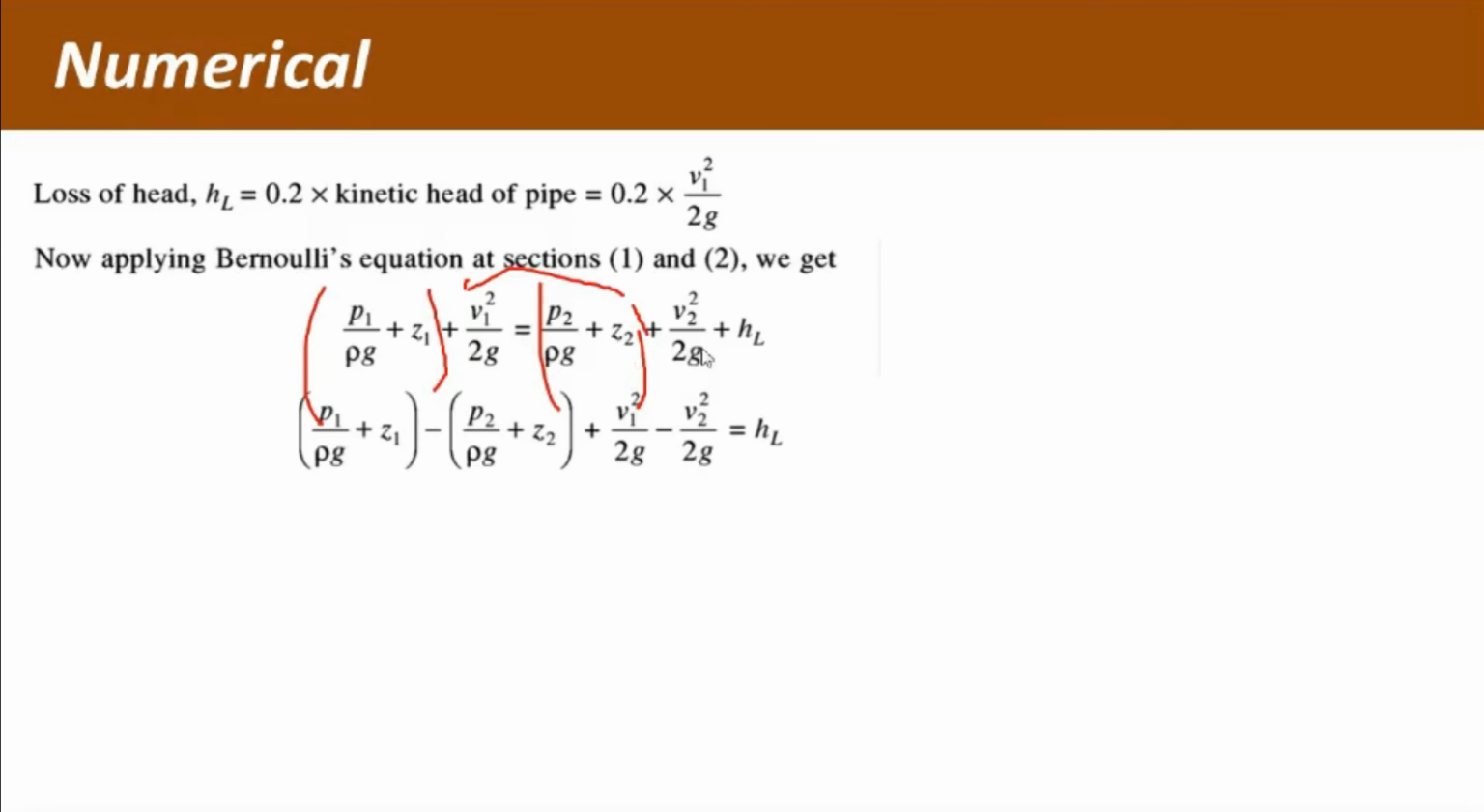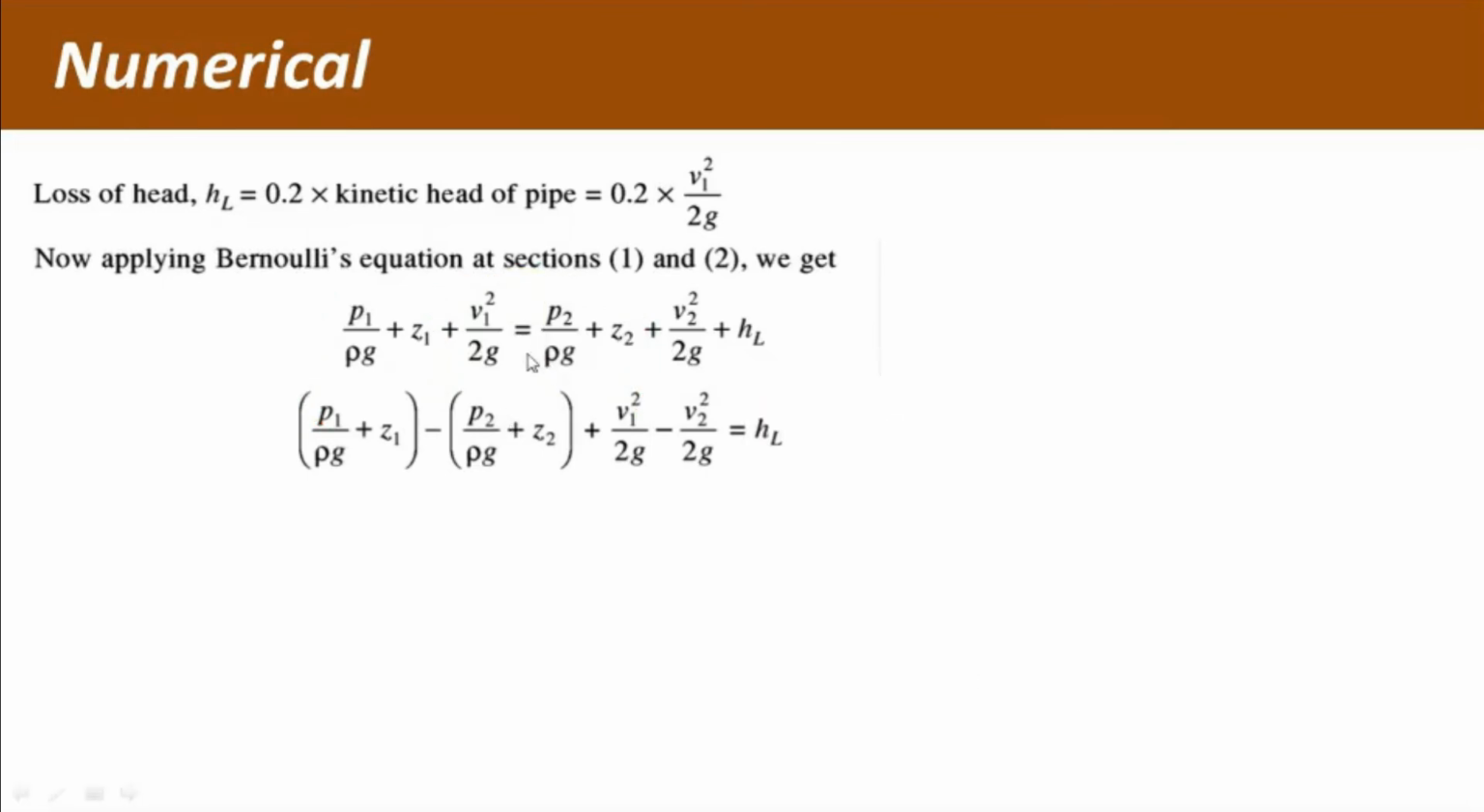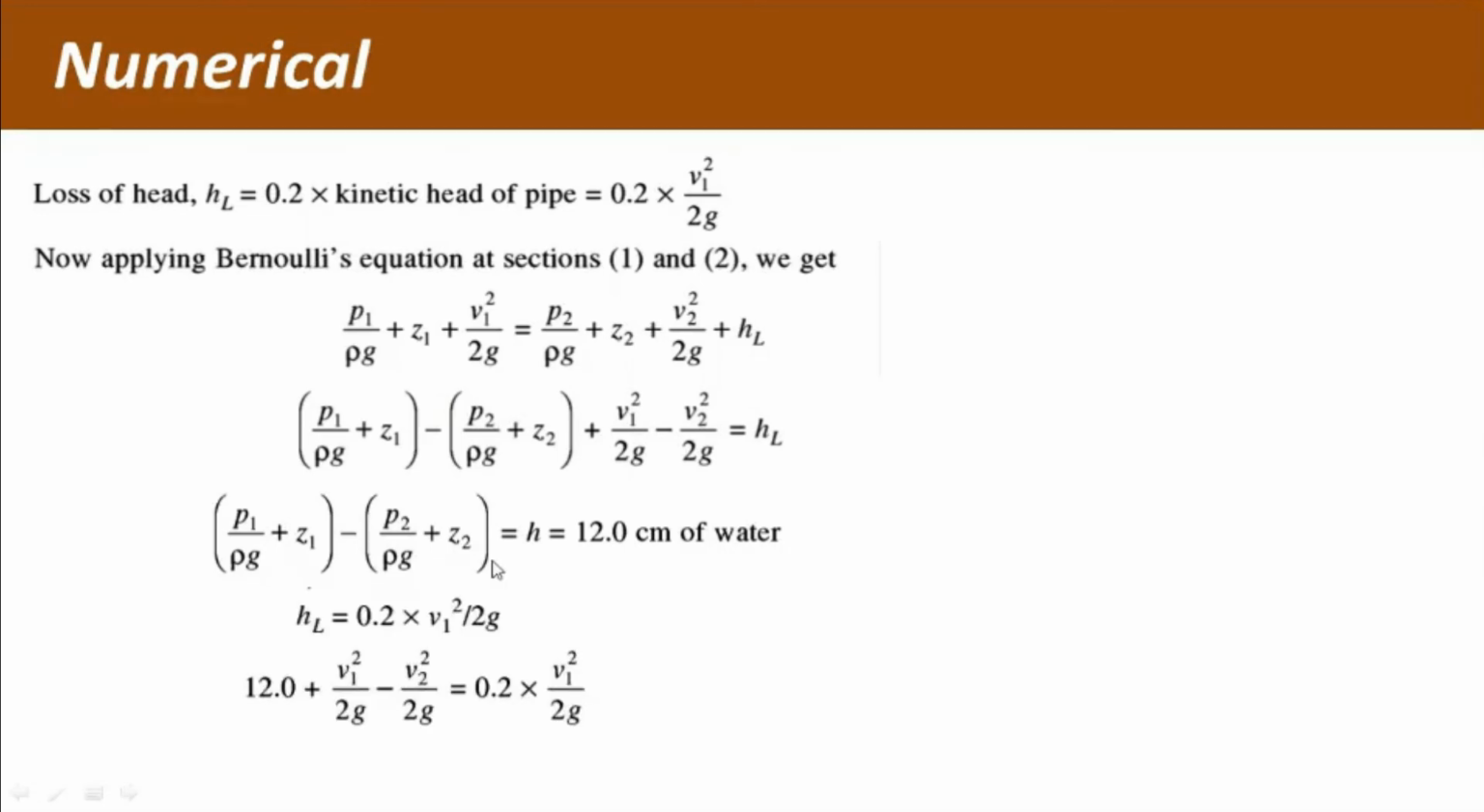So on transferring, we will have p1 by rho g plus z1 minus p2 by rho g plus z2, plus v1 square by 2g minus v2 square by 2g, that equals hl. Now we will also put the value of hl, it is 0.2 times v1 square by 2g. And we know the value of the term p1 by rho g plus z1 minus p2 by rho g plus z2 is 12. So we put all the values, and this term will become 12. So 12 plus v1 square by 2g minus v2 square by 2g equals 0.2 v1 square by 2g.